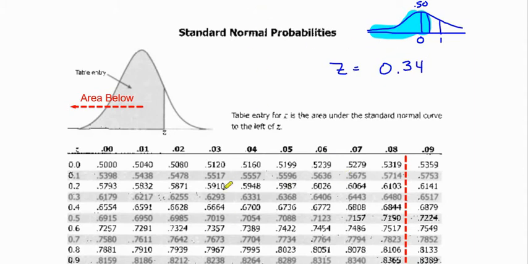So let's take a look at what this would be. We'd go to 0.3 here, and we would scroll over with our pencil or our finger, or if we're lucky enough to have a highlighter, all the way over to 4, and then we go down this way, and where they intersect is the value. It makes sense after I explain it that this would be bigger than 50, so it's actually 0.6331, or 63.31% of this area, or of the data, as statistics would call it.